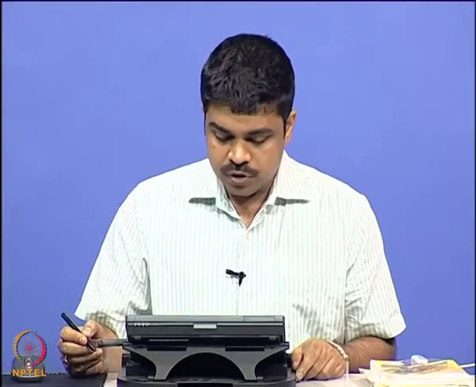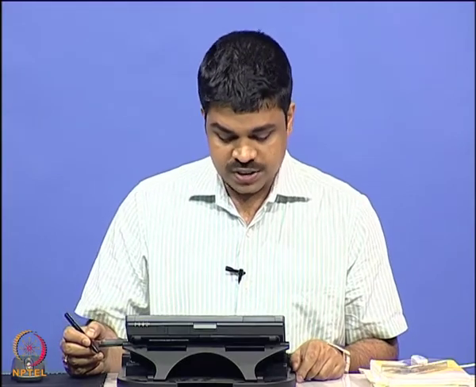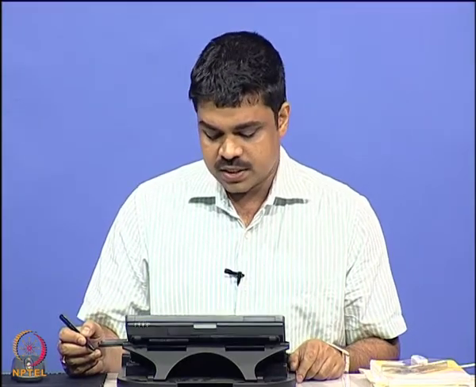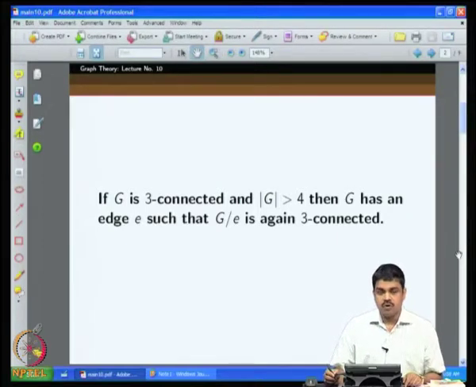We will recall what we were doing in the last class. This was the theorem we were considering. If G is a three connected graph with greater than 4 vertices, then G has an edge e such that if you contract that edge, the remaining graph is again three connected. Such an edge you can always find in a three connected graph with number of vertices greater than 4.